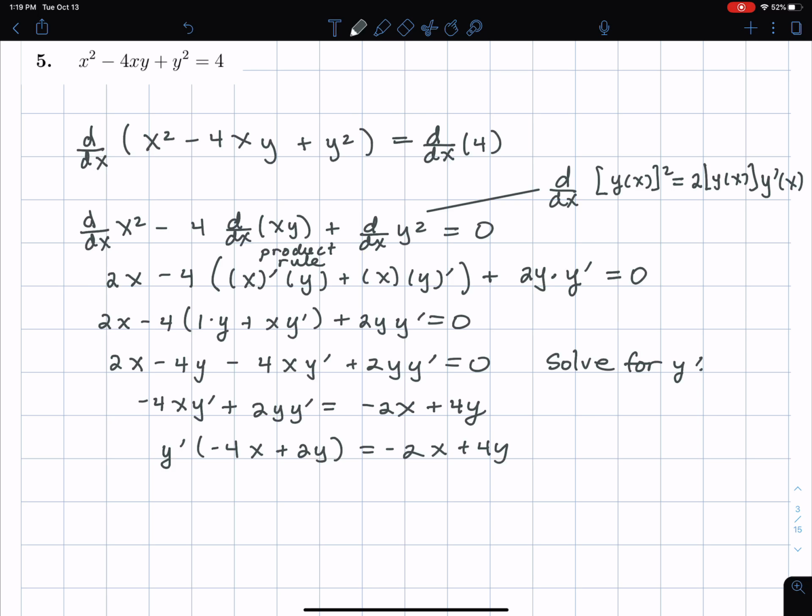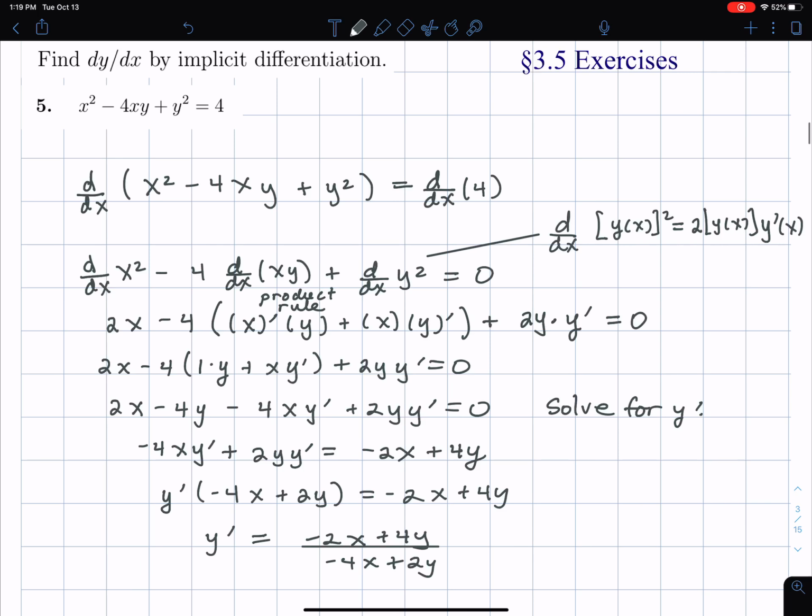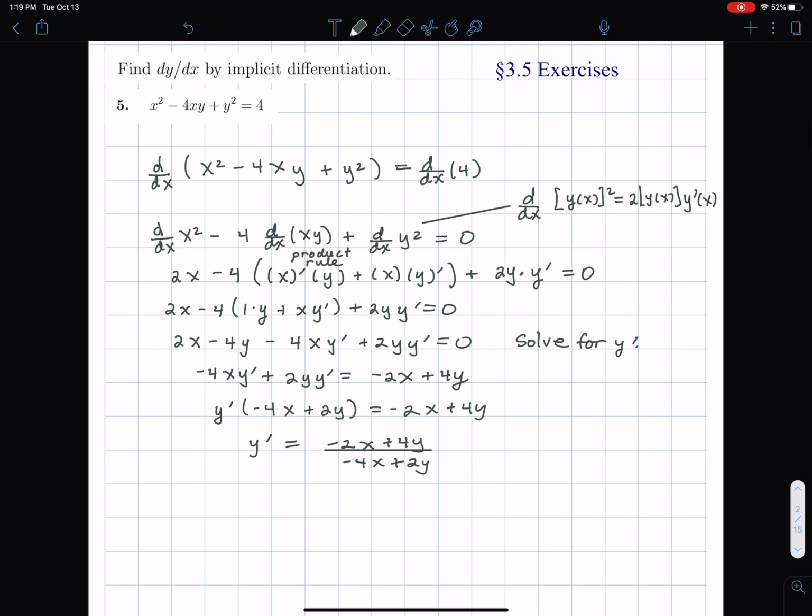And then I almost have y prime by itself. It's y prime times an expression there. And what I'll do is I'll divide both sides by -4x plus 2y. And I see that I have a common factor of 2 all throughout, which may have been easier to deal with earlier, where I have 2x, I have 4, 2. I could have divided everything by 2 earlier. Maybe that would have saved a little bit of trouble, but that's still, I think, fine. So I'll factor out 2 in the numerator and 2 in the denominator.